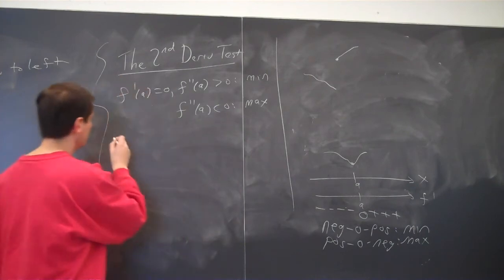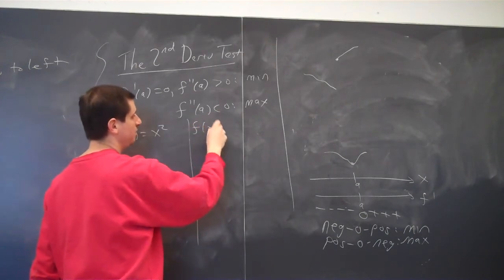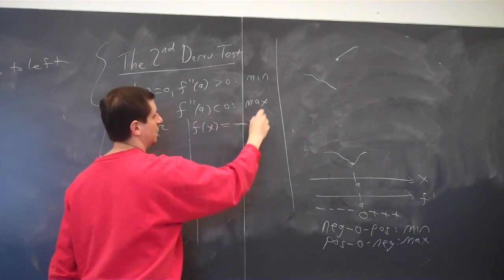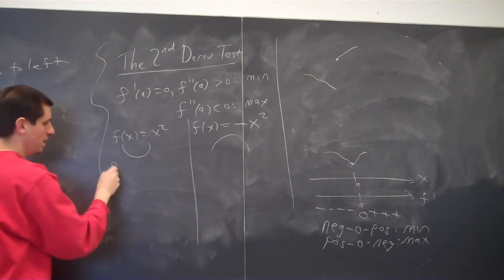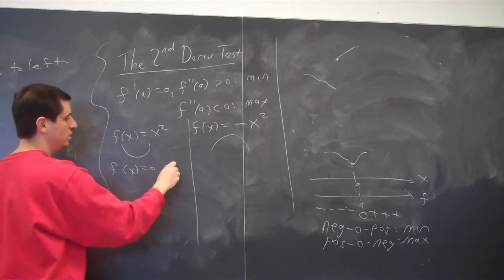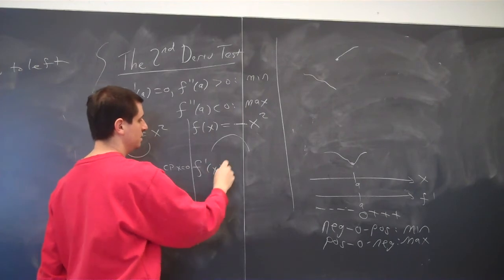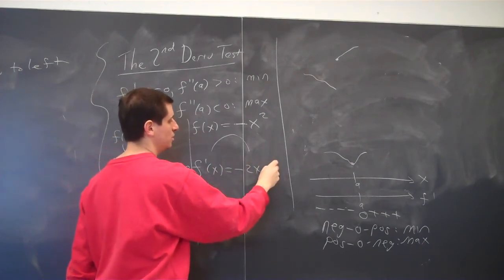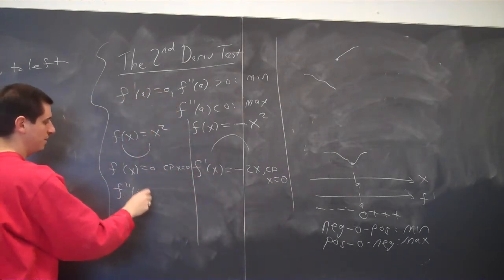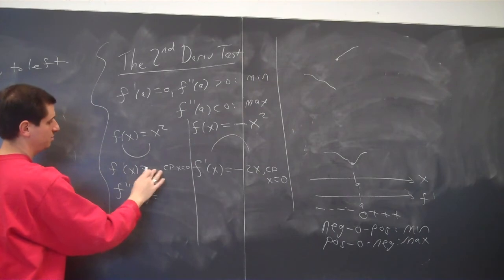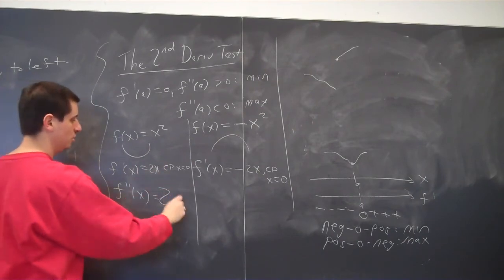X squared. Excellent. So I could do f of x equals x squared. I could do f of x equals negative x squared. So it's going to look like this. F prime of x equals 0, so the critical point is x equals 0. F prime of x is equal to negative 2x, so the critical point again is x equals 0. F double prime of x, however, I'm sorry, f prime of x is 2x. Sorry, f double prime of x is 2.